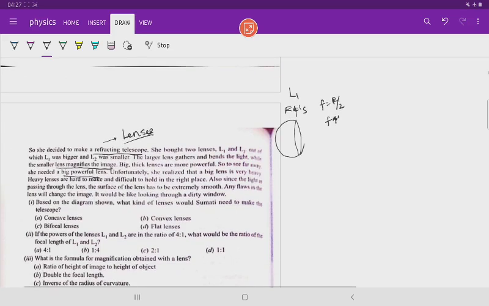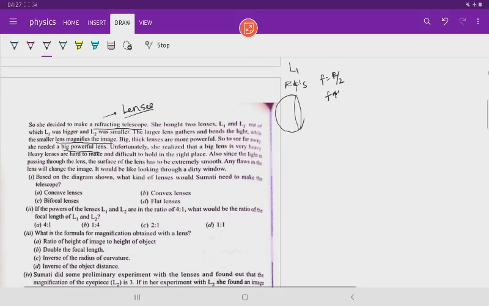Also, since the light is passing through the lens, the surface of the lens has to be extremely smooth, because the light is coming from a very distant source, which we may even term a point source. Any flaws in the lens will change the image. It would be like looking through a dirty window.